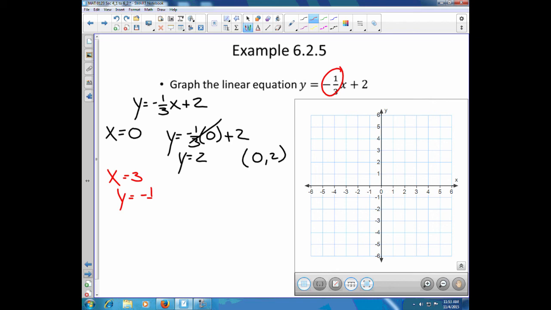If we have x equals 3, we get y equals negative 1/3 times 3 plus 2. Well, negative 1/3 times 3 is just negative 1 plus 2, which is 1. And so our second point is 3 and 1. By using the denominator of the fraction, we've pretty much guaranteed that the y value will be a whole number. And so now we have the point 0 and 2 and the point 3 and 1. And we can just draw a line between them.